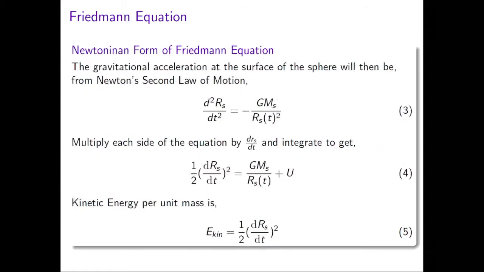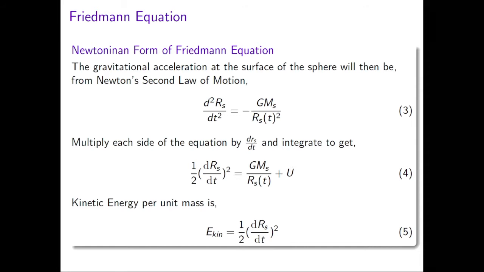Okay. So from that, we also know that the gravitational acceleration at the surface of the sphere is given by minus G ms by rs square, where rs is time dependent. This is the acceleration due to gravity, and then what we do is multiply each side of the equation by drs by dt, and then we integrate the equation with respect to time. So we get equation number 4, that is 1 by 2 (drs by dt) whole square equals G ms by rs of t plus u.